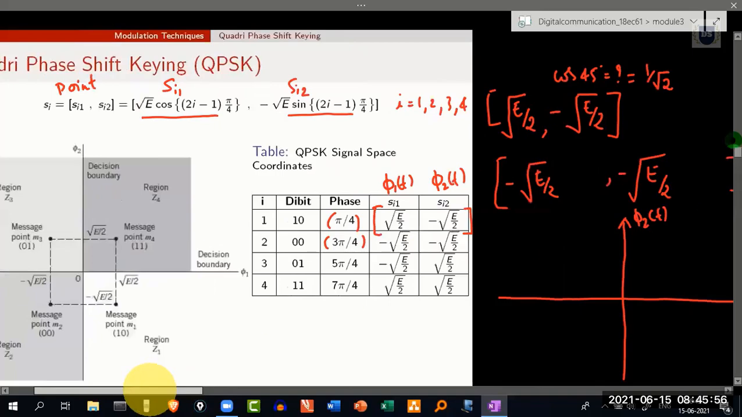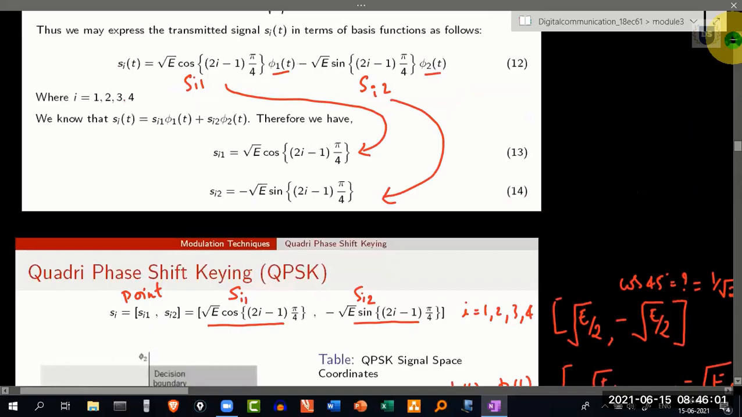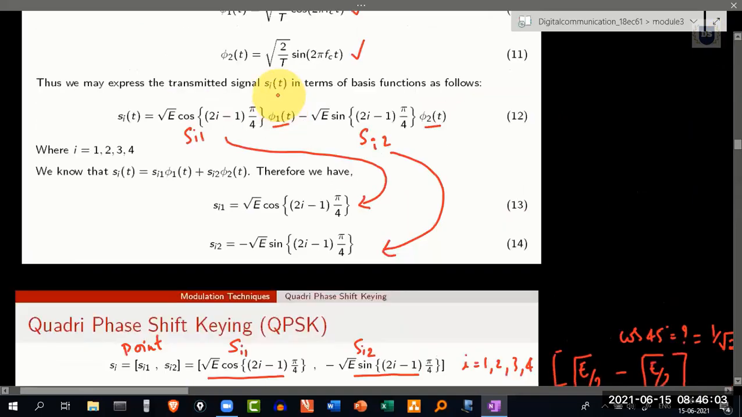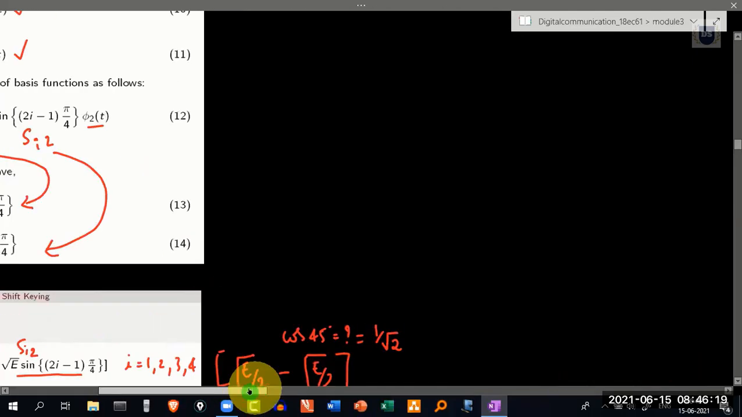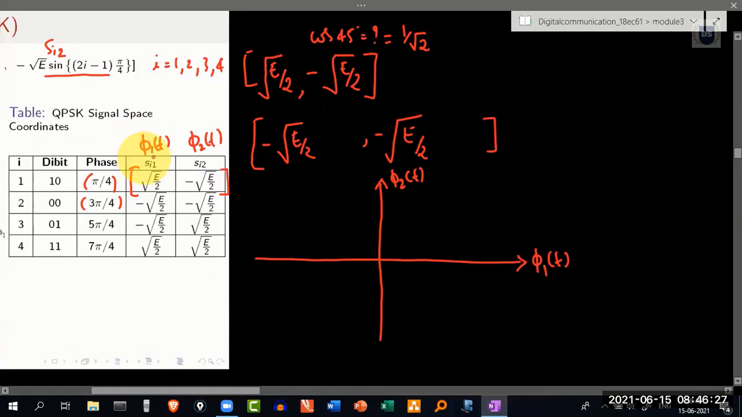Just to remind you, I'll take you back to this equation. Remember, the component associated with phi1 of t is SI1 and the component associated with phi2 of t is SI2. All I'm trying to do is depict the same thing over here. So the SI1 coefficient value is associated with phi1 and the coefficient value SI2 is associated with basis function phi2 of t.